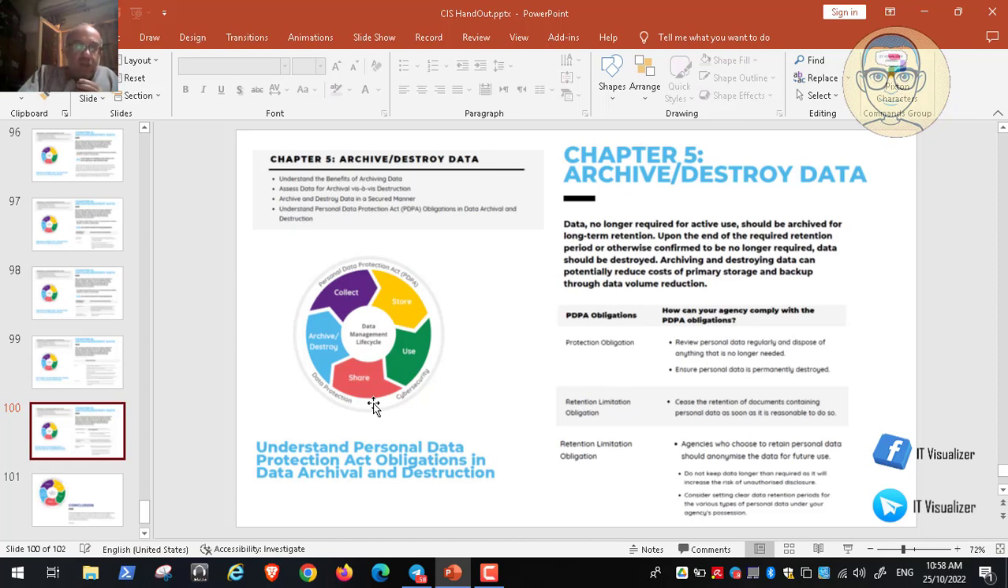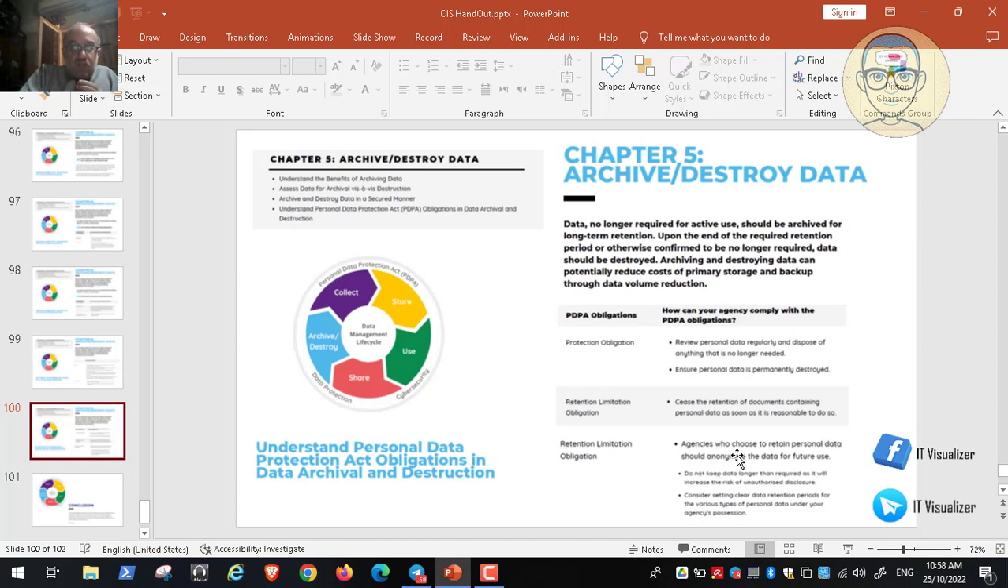Protection: these are the same and they are repeated every time. Protection obligation: review personal data regularly and dispose of anything that is no longer needed. Ensure personal data is permanently destroyed. Retention limitation obligation: cease the retention of documents containing personal data as soon as it is reasonable to do this. So he is saying that you should take careful consideration when you are destroying data, especially personal data.